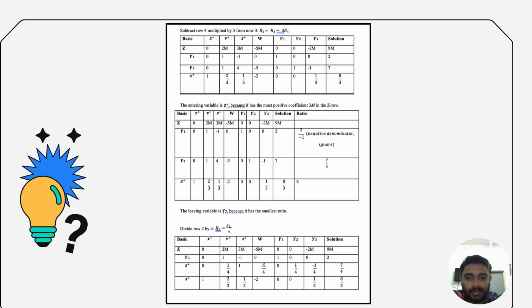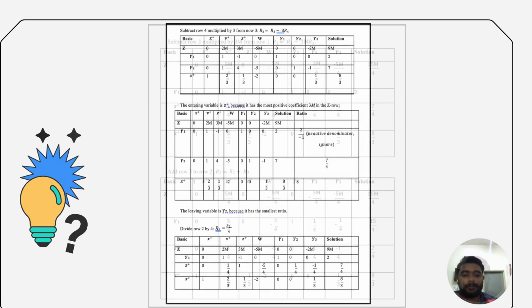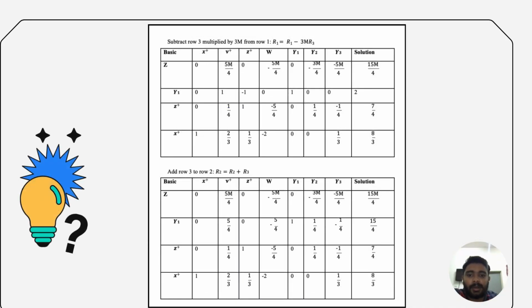Now we have to divide row 2 by 4, so R2 equals row 2 divided by 4. The entire row 2 we have to divide by 4. After that, we subtract row 3 multiplied by 3M from row 1, so R1 equals R1 minus 3M R3. Then we add row 3 to row 2, so R2 equals R2 plus R3.